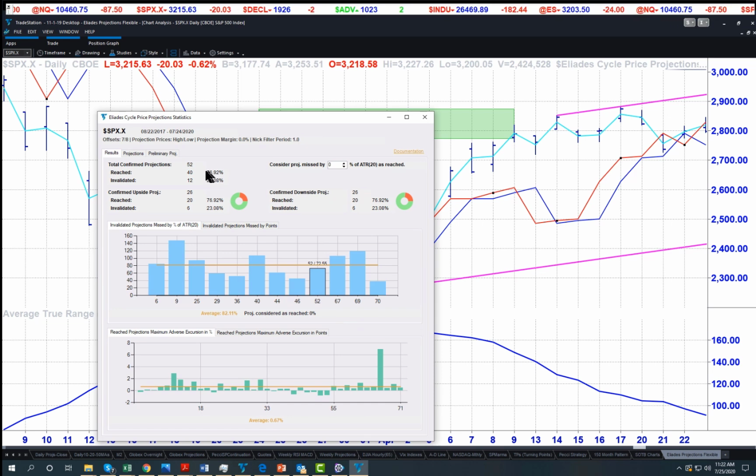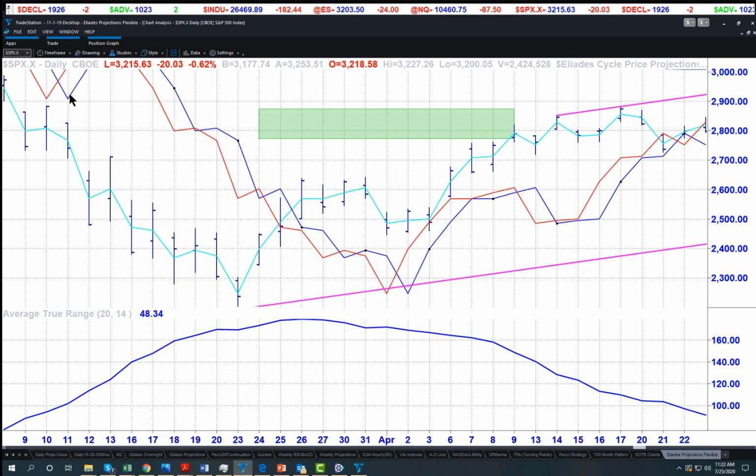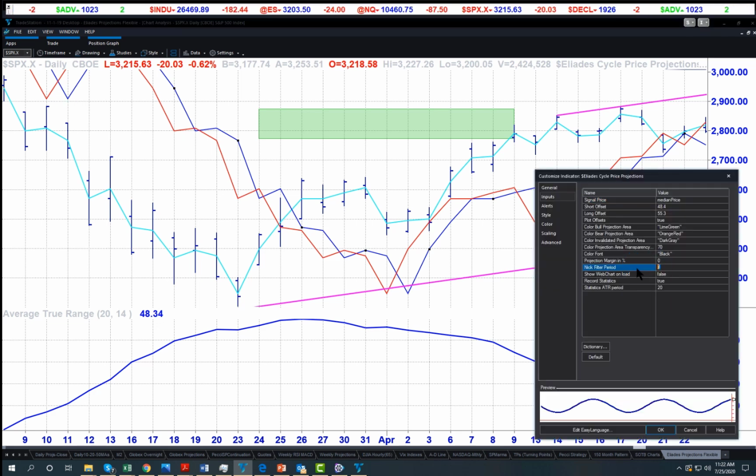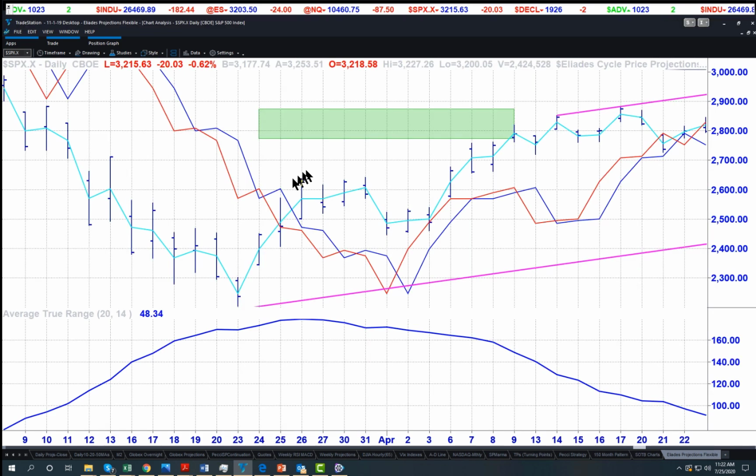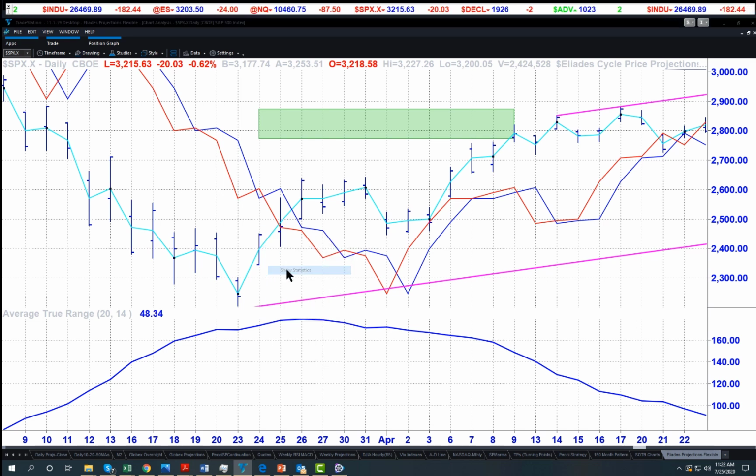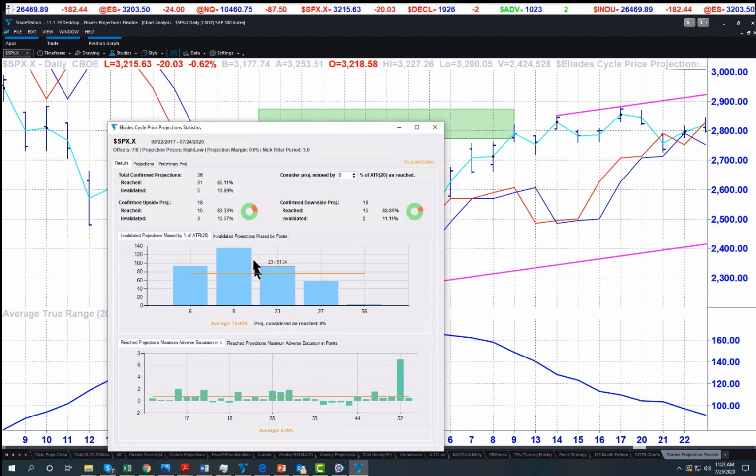It went from, I think it was 74, well, it went up to 77%, rounded off. And both 77 on the upside and downside. Let's go quickly to 3 nicks and see how that affects it, because the nicks do affect the projections and they affect the statistics, okay? So now if we go to show statistics, wow, significant change in the percentage success here. 86% if we take 3 nicks into consideration. 83% of the upsides and 89%, almost 90% of downside projections were reached, 16 out of 18, if we consider a nick period of 3, okay? So that's what the nicks do, and that's how they can significantly improve your results.